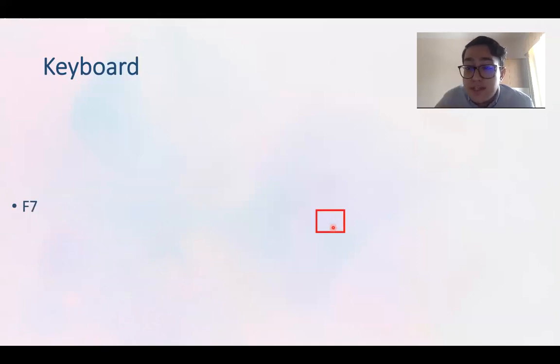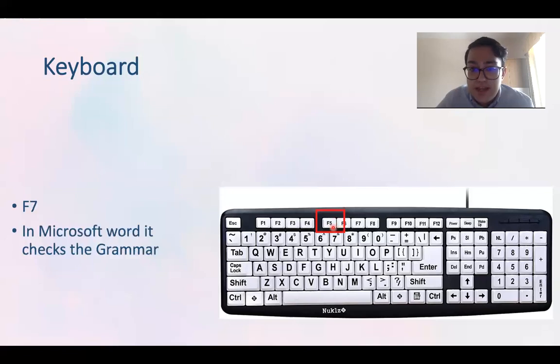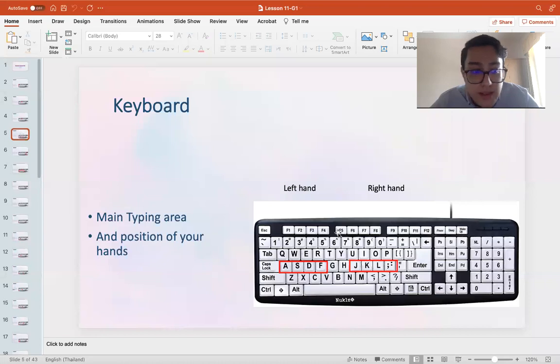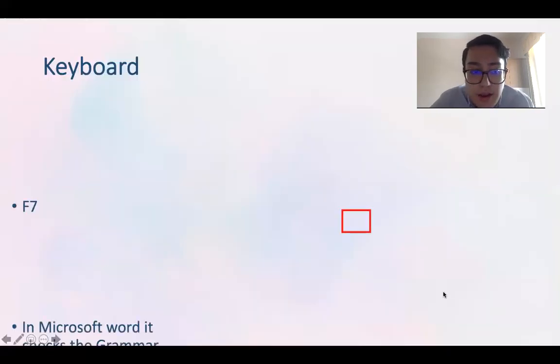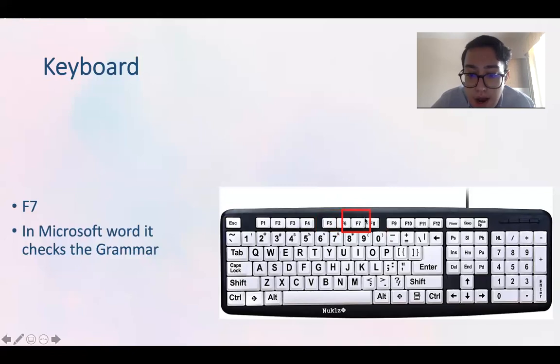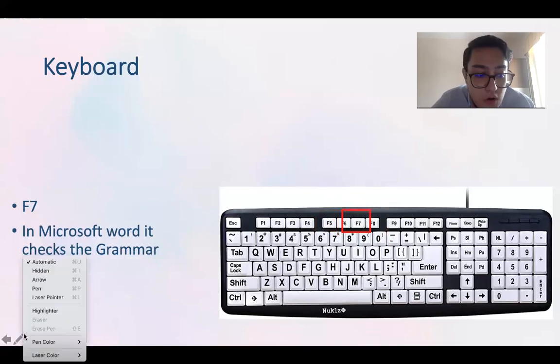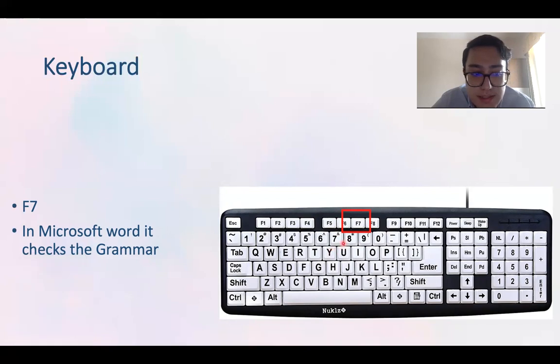Next button for the special keys, we have F7. Can you say it with me? F7, all right? So the F7 is right here on the top. So we call that F7, and what it does is, in some programs, for example in Microsoft Word, it can check the grammar. So it checks the grammar in Microsoft Word.